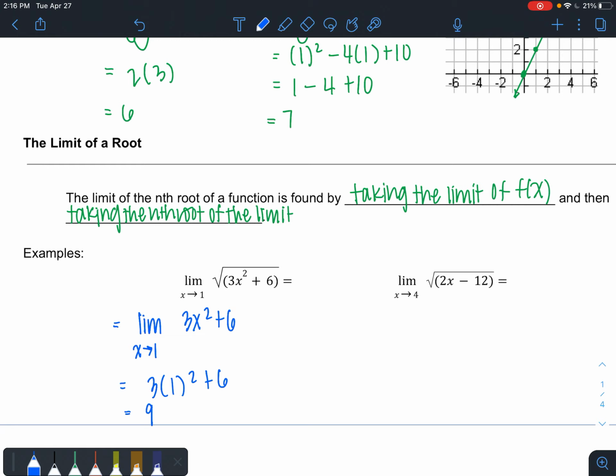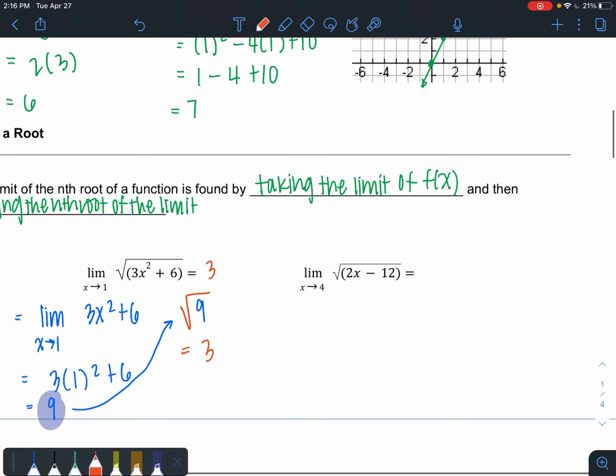Then I take whatever root, this is a 2, of that limit. So I'm going to then take the square root of 9, which is equal to 3. So that is the limit of that whole thing.